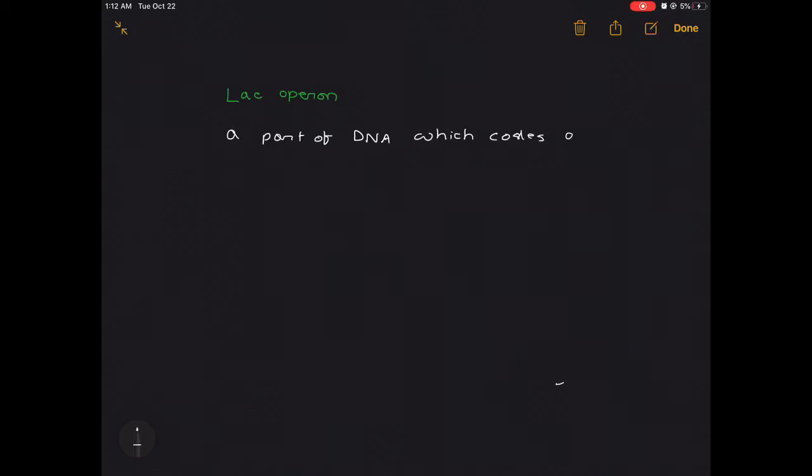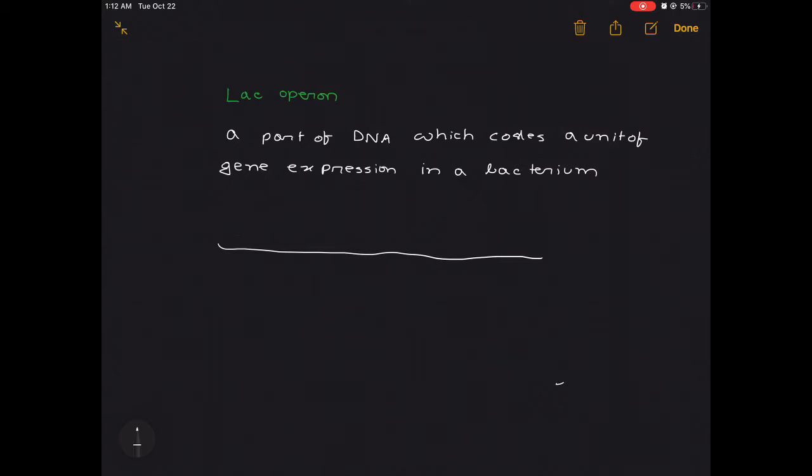So our topic for today is the Lac Operon. Now, the Lac Operon is a part of DNA which codes for a unit of gene expression in a bacterium. So let this be our part of DNA, that is the Lac Operon.